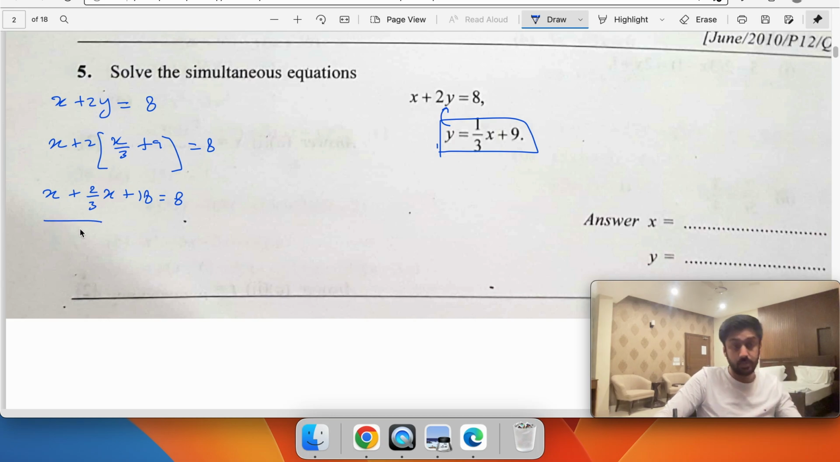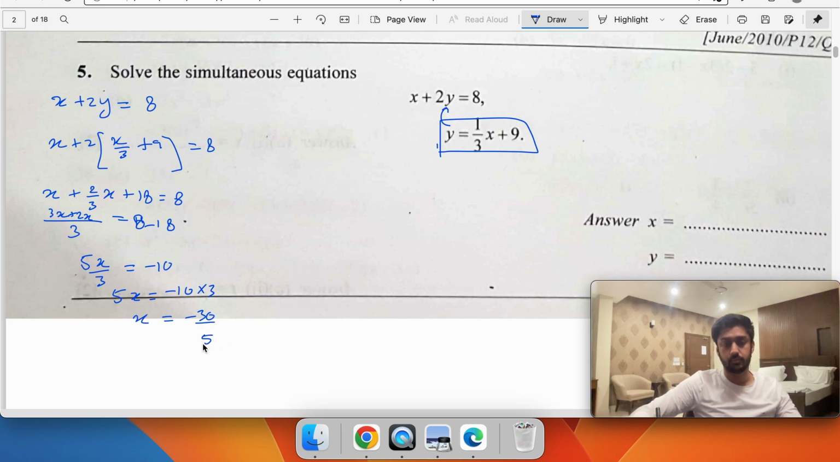Take the LCM of these two, 3x plus 2x, and take 18 to the other side. So 8 minus 18, 3 plus 2 is 5x by 3 equals minus 10. 5x is equal to minus 10 into 3. x is equal to minus 30 by 5. So x is equal to minus 6.